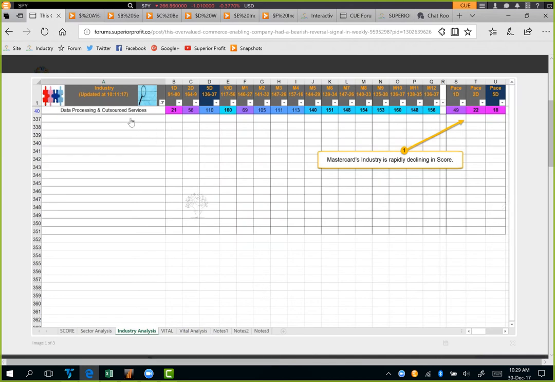The post was based on the industry analysis, where the heat map showed that it was strong earlier, but it was weakening. Over 1 day period, it had turned magenta, and the deceleration columns, the pace columns over 5 days, 2 days, and 1 day, all were magenta. That showed that MasterCard's industry, that is the data processing and outsourced services industry, was rapidly declining in score.